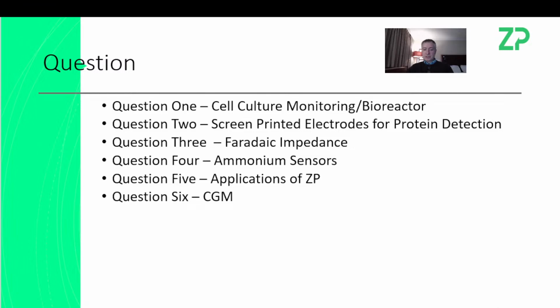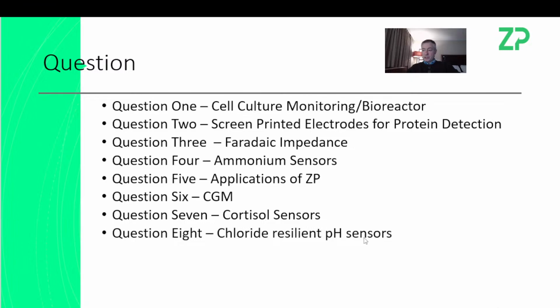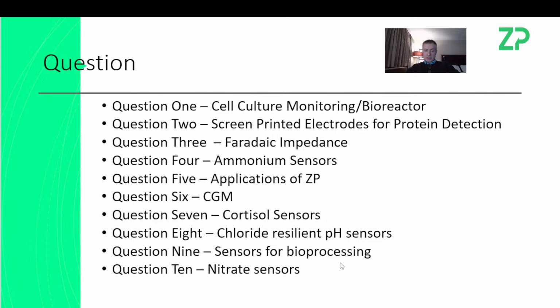I have some questions about CGM, continuous glucose monitoring. I will answer those. Also, a question about how do I access this cortisol sensor. It's not a great answer from me, but I will touch upon it. Where to find the chloride resilient pH sensors, I'll touch on that. Sensors for bioprocessing. I realized that question 1 and question 9 are quite related, actually. And then question 10 was about nitrate sensing.